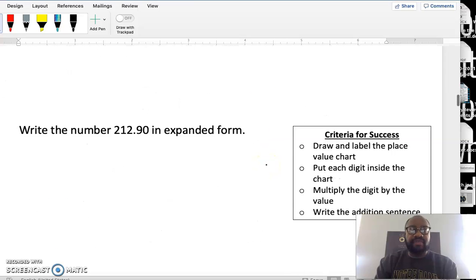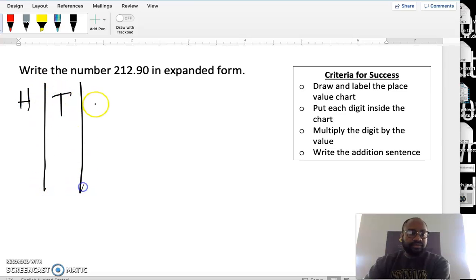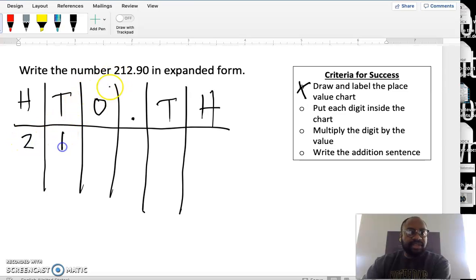I'm going to do the same thing for this problem. Write the number 212 and 90 hundredths in expanded form. First thing I'm going to do is draw my place value chart. Decimal point, tenths, hundredths. Okay. I'm going to put these numbers inside of the place value chart. There's a 2 in the hundreds place, 1 in the tens place, 2 in the ones place, decimal point, 9 in the tenths place, 0 in the hundredths place.